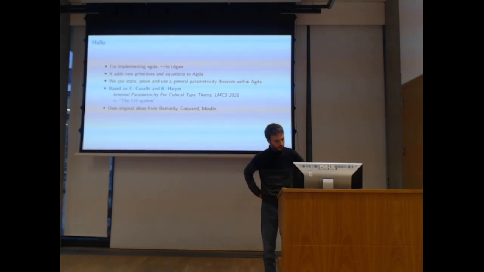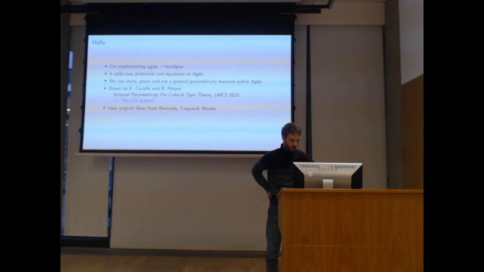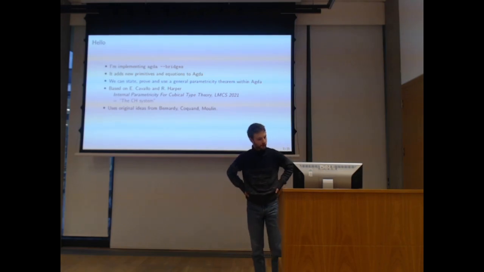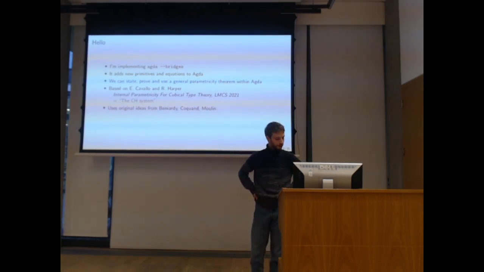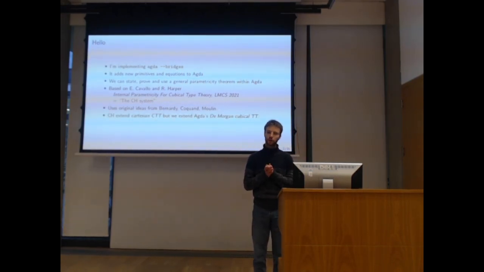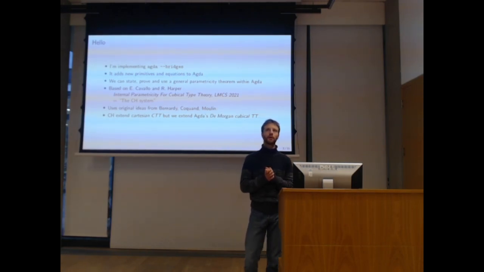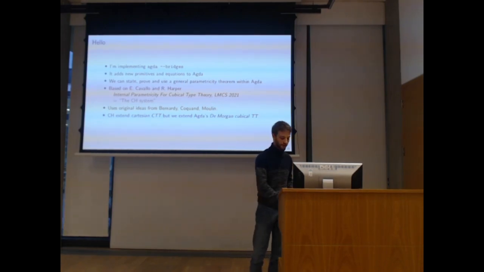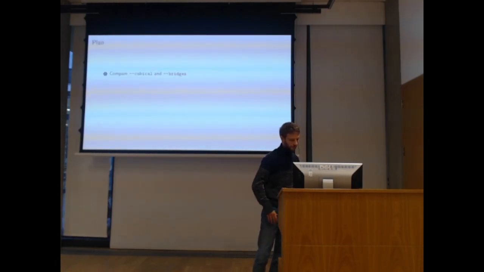And the implementation is based on this paper by Evan Cavallo and Robert Harper, which I call the CH system. And this paper uses original primitives from Bernard Copan and Brown. And in fact, they extend Cartesian cubical type theory, so meaning the cubes there have diagonals, but we extended Agda's Morvan cubical type theory with parametricity. So it's a bit different in that respect.